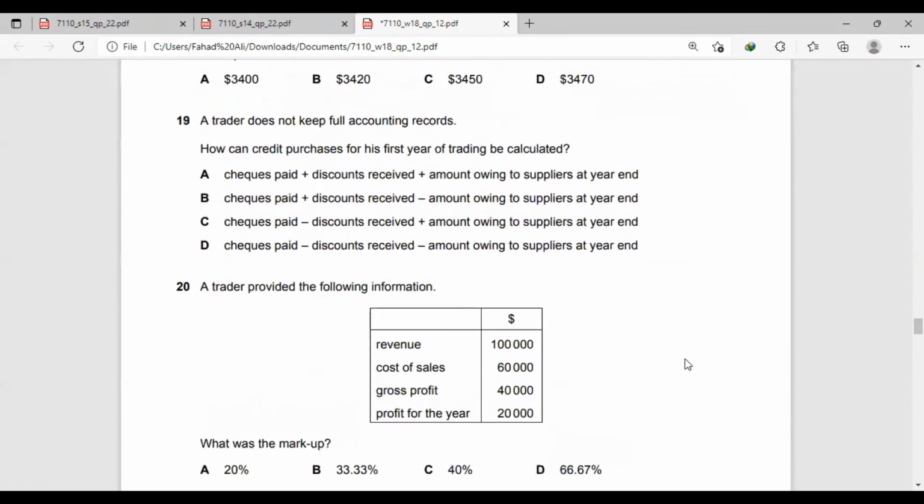Okay, I hope it is clear to you. A trader does not keep full accounting records. How can credit purchases for his first year of trading be calculated? Okay, how can it be done? Can you guess the answer, or should I go first? I can try first. Okay, you can try.